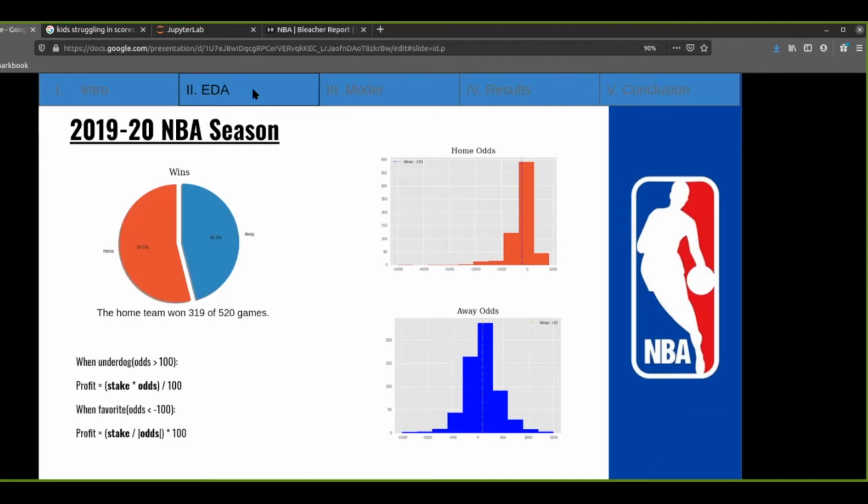However, if we just bet the home team every game, assuming the odds for the home team were a minus 210, the expected profit would be a negative $6,318. And if we bet away every game, assuming the odds was a plus 100, the expected profit would be a negative $11,800. So those are two strategies we don't want to take. But can our model actually turn a profit?